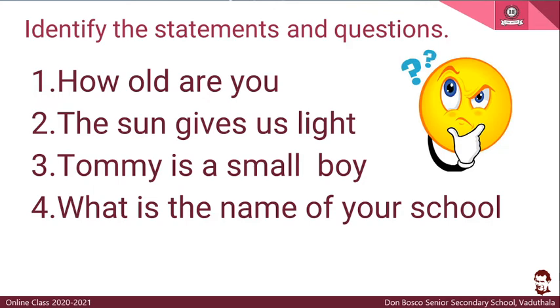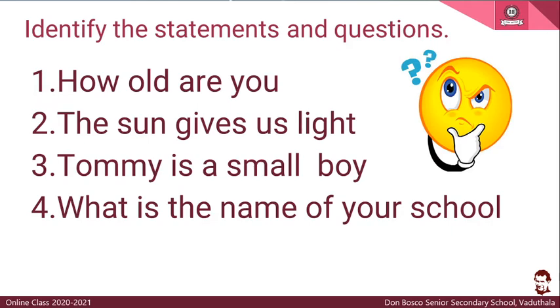Alright, the first one I am going to read for you. What you have to do is, please write question number 1. Just write the number 1. And when I read the sentence, if you feel that it is a question, then you can put a question mark against number 1. And if you feel that it is a statement, what you have to do? You have to put the full stop near the number. So, number 1. Children, are you all ready? I am going to read.